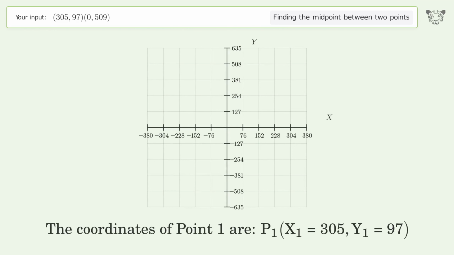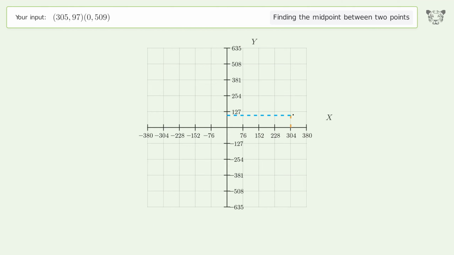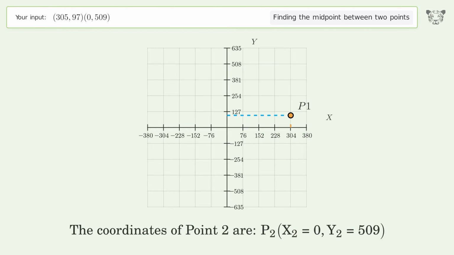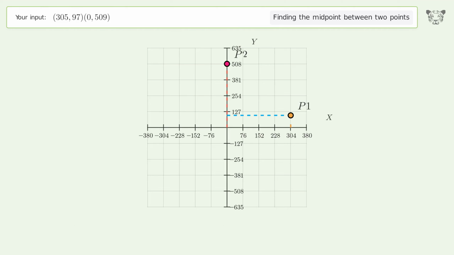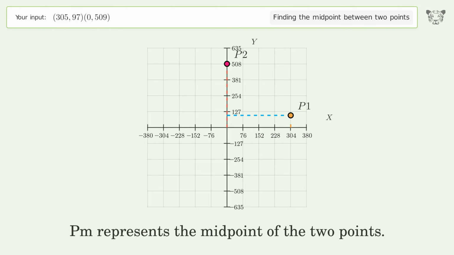The coordinates of point 1 are, x1 equals 305, y1 equals 97. The coordinates of point 2 are, x2 equals 0, y2 equals 509. PM represents the midpoint of the 2 points.